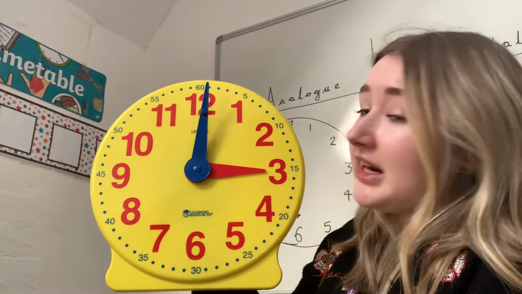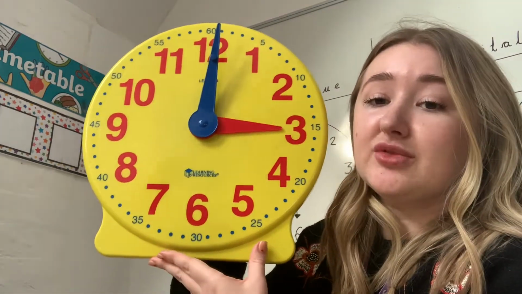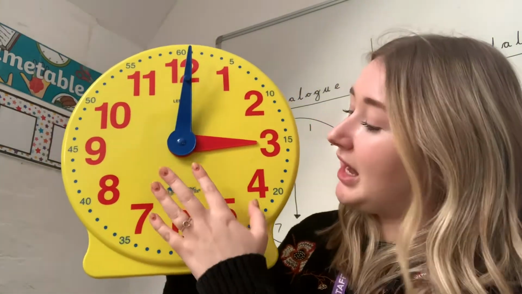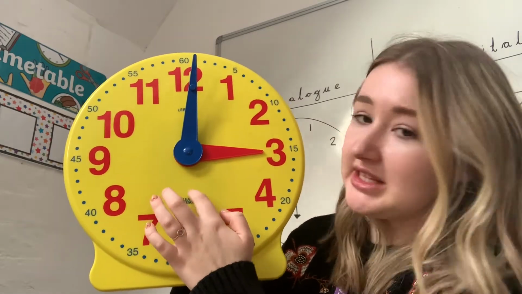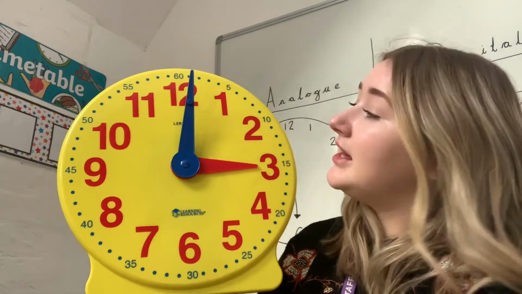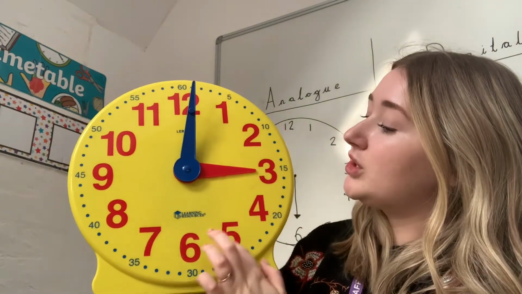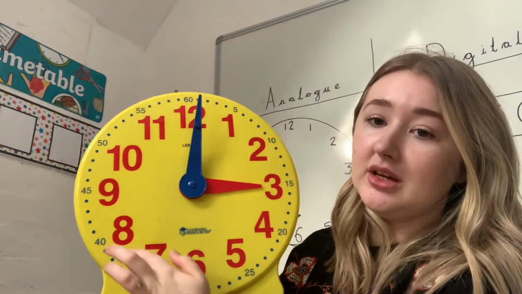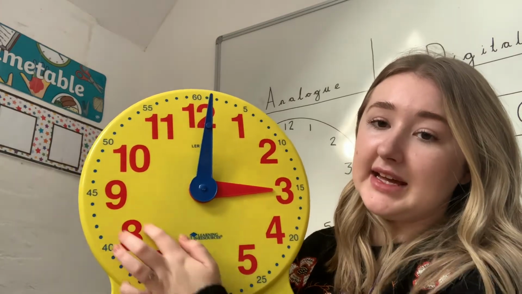Okay, so the analog clock can be split between three different parts, okay? So we have the clock face, which is this part just here. This is known as the clock face. Then we have the numbers on a clock, which represent the hours. These are the hours in a day, okay?